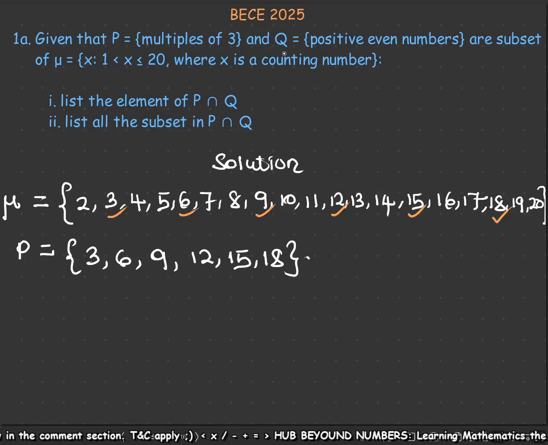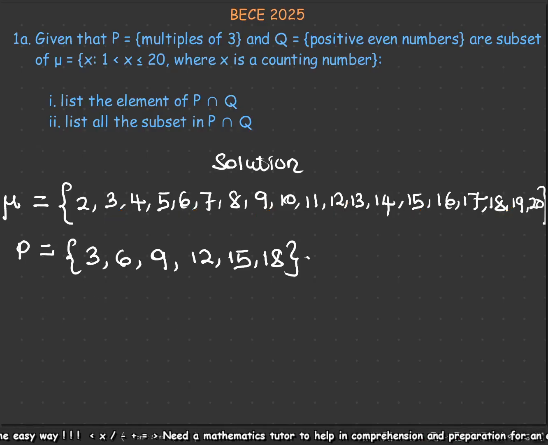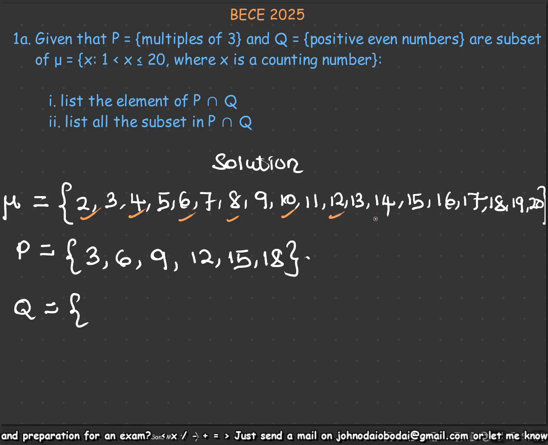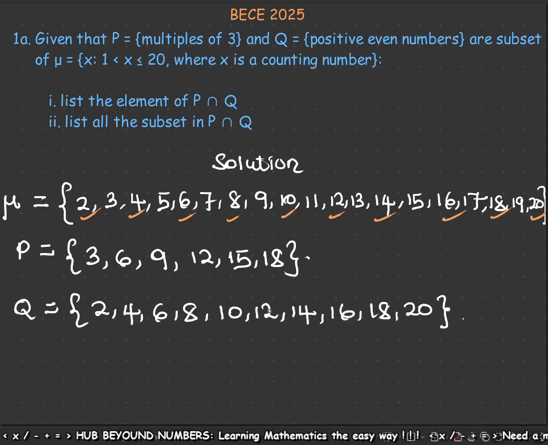Then it goes on to say Q are the positive even numbers. The positive what? Even numbers. Now, when we talk of even numbers, they are also the multiples of 2. That is the numbers that 2 can divide exactly, without a remainder. So for Q, we look for our multiples of 2, and then you have 2, 4, 6, 8, 10, 12, 14, 16, 18, and then 20. So we write all of that out. These are all that we need for P and Q.